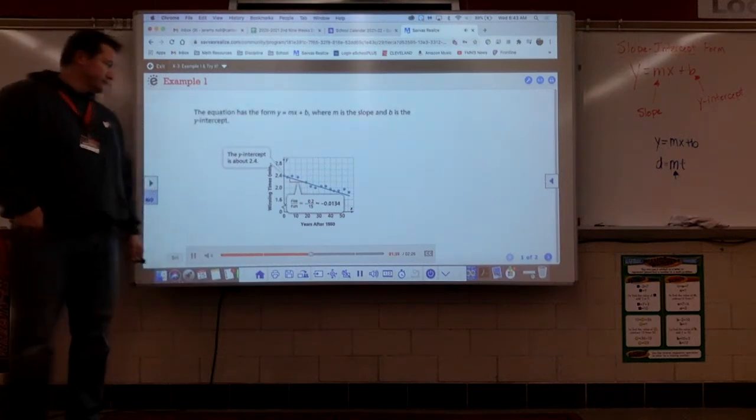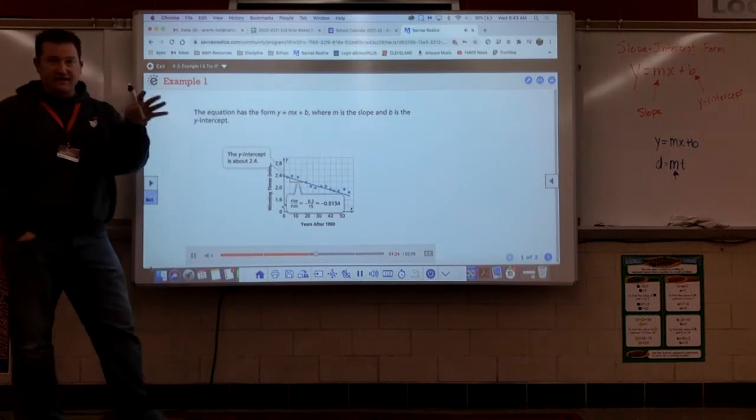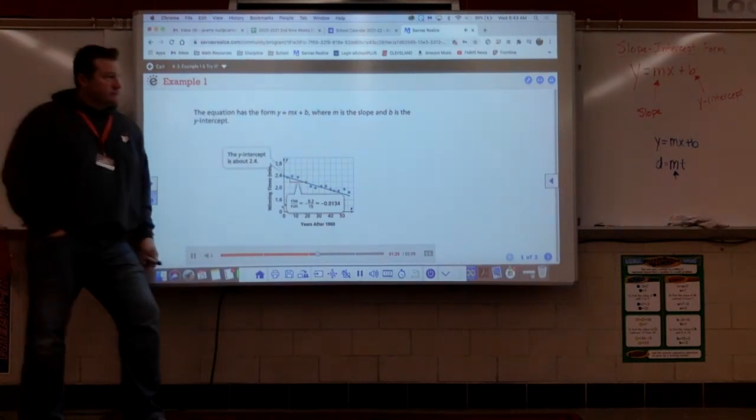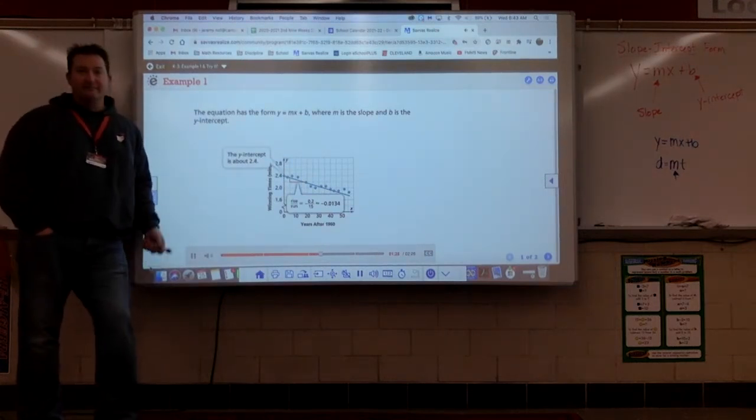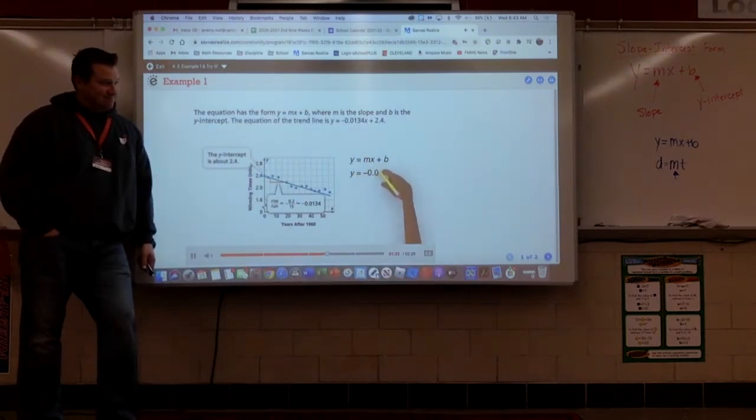Use the general formula y is equal to m times x plus b. This isn't anything new. m is the slope, baby, and b is the y-intercept. The equation of the trend line is y is equal to negative 134 10,000ths times x plus 2 4/10.